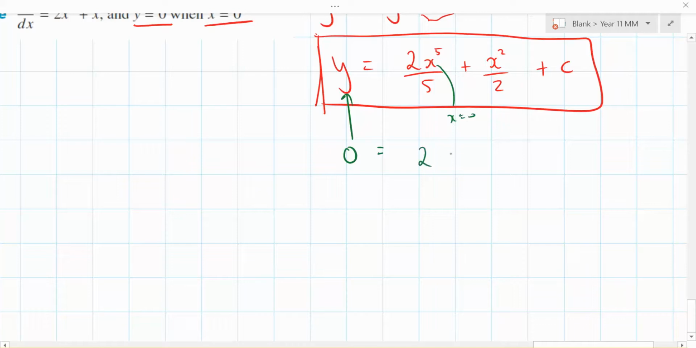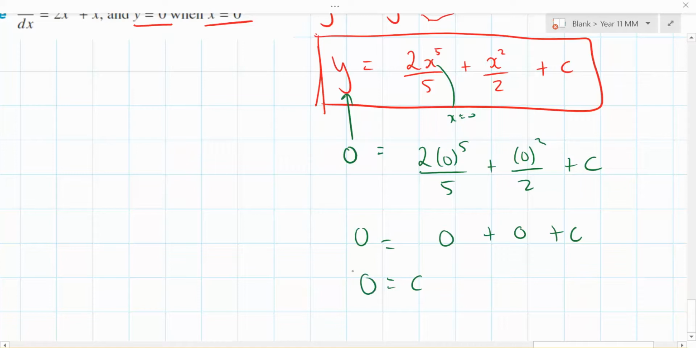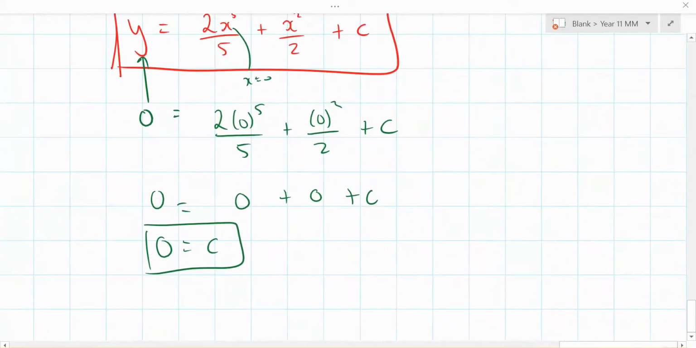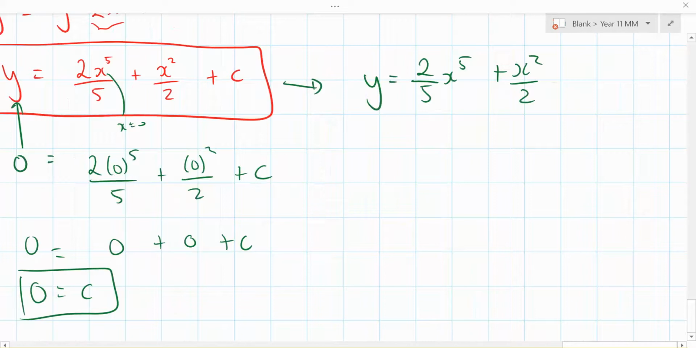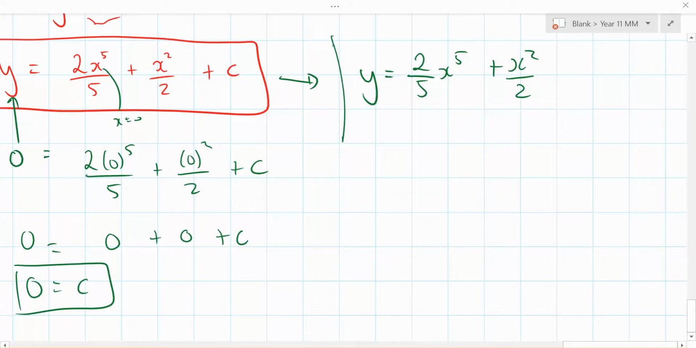So you got 2 over 5 times 0 to the power 5, plus 0 squared on 2, plus c, and you can see this ends up being 0 plus 0 plus c. C equals 0. So now what's y? Y is actually now equal to 2 over 5 x to the power 5 plus x squared on 2, and c is 0. So that's it. Done. That's question 4.